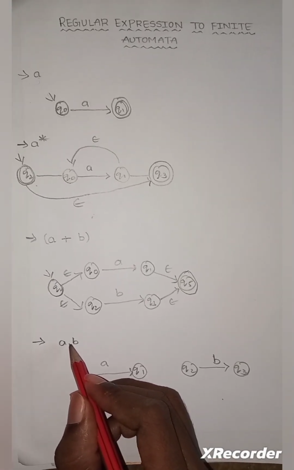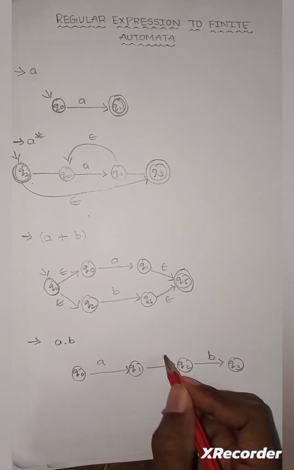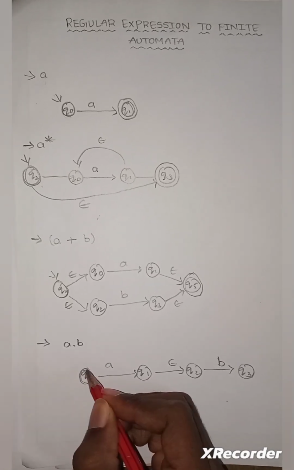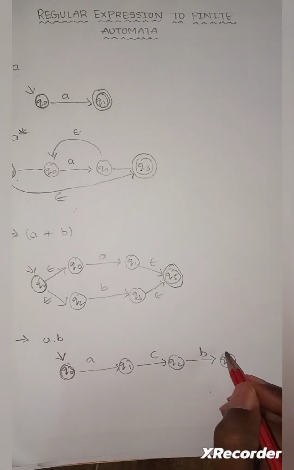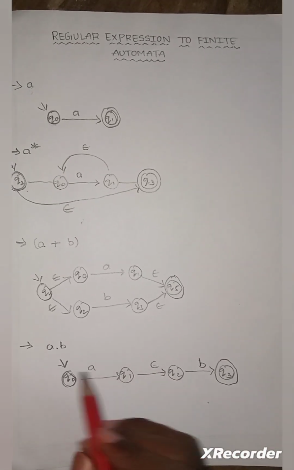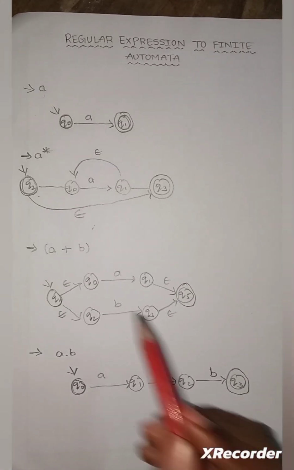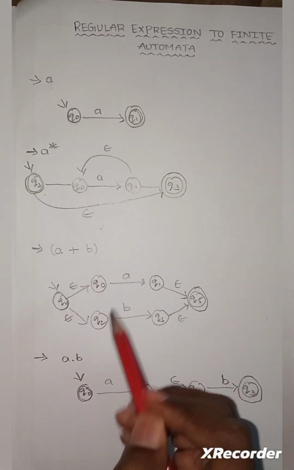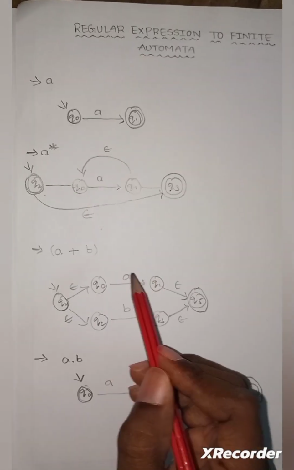right? Whenever we have dot, we need to combine this Q1 and Q2 state with epsilon, right? And here Q0 will be the initial state, represented with an arrow pointing towards it, and Q3 will be the final state, represented with a double circle. So this is how the A dot B regular expression looks. And here you need to remember two things. Whenever we have a plus symbol, the symbol followed by this plus will be taken parallel to the regular expression Q0 Q1, I mean the regular expression of A.